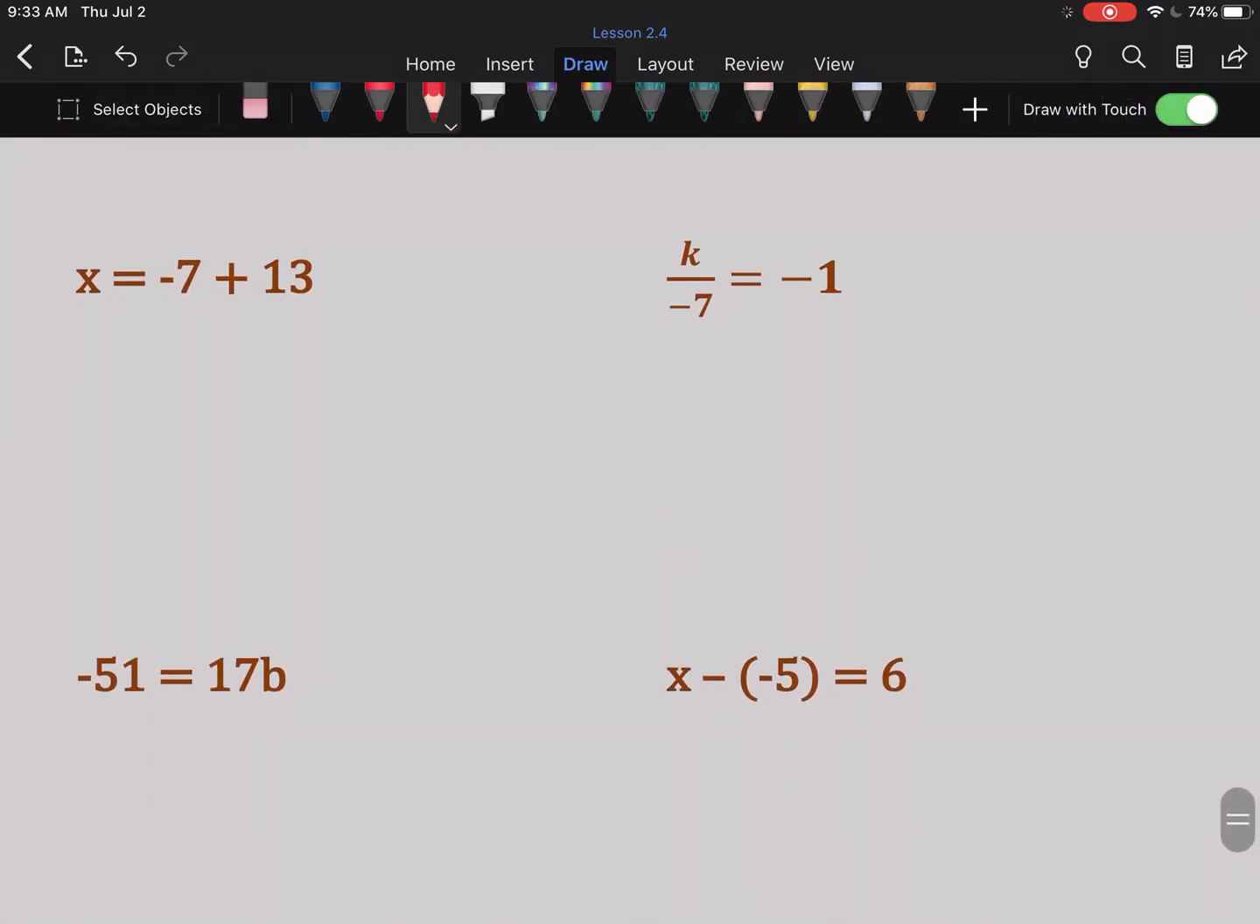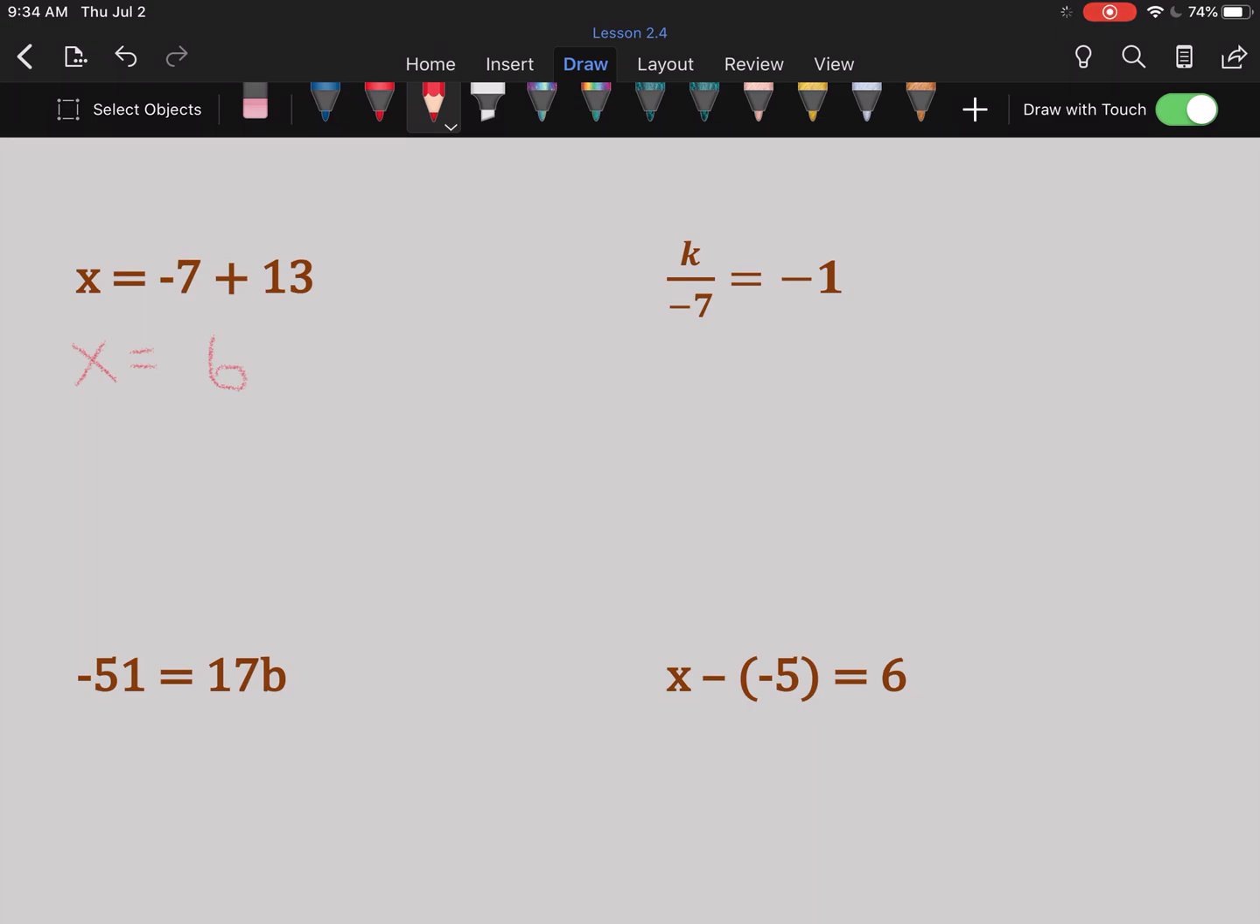This next problem, some might say, is stupid simple because it says x equals negative 7 plus 13. All you have to do is actually add negative 7 and 13. So look at those two numbers. They have different signs, so even though it says addition, we're going to subtract. 13 take away 7 is 6, and we keep the sign from the bigger number. 13 is bigger, 13 is positive, so 6 is positive. That problem's done.